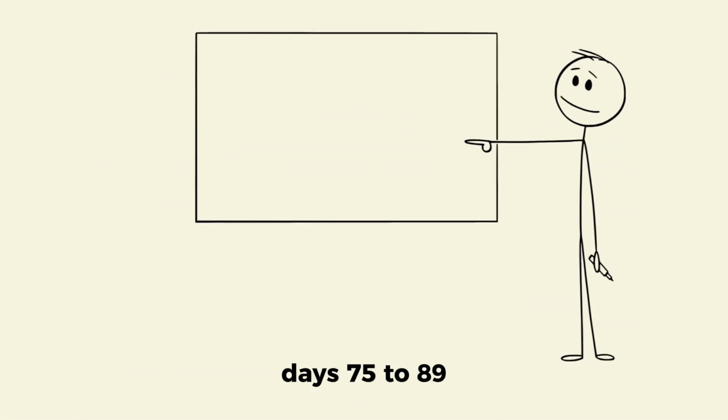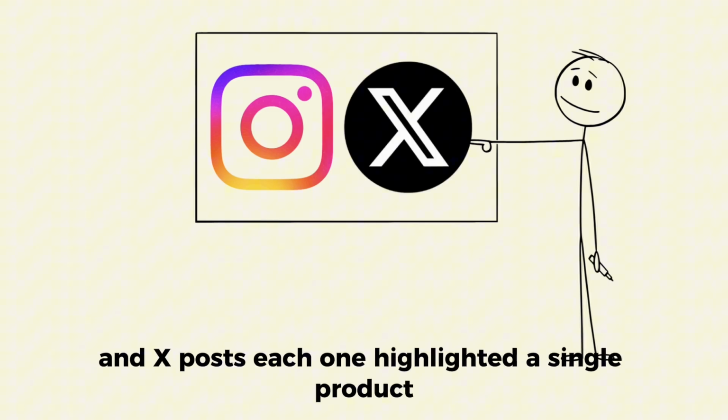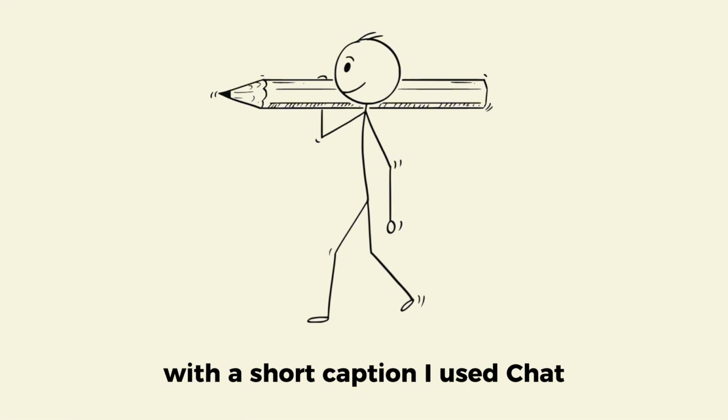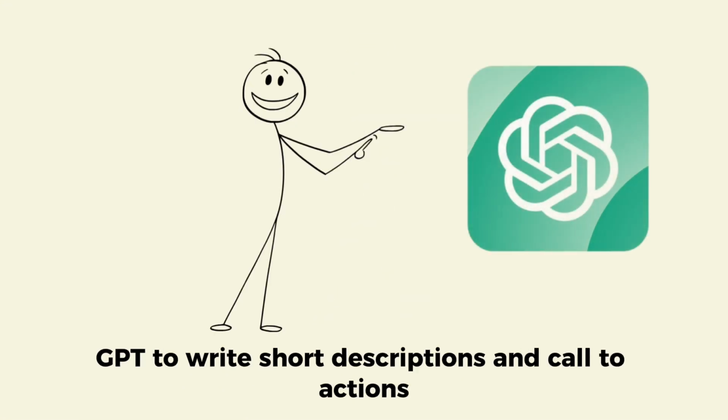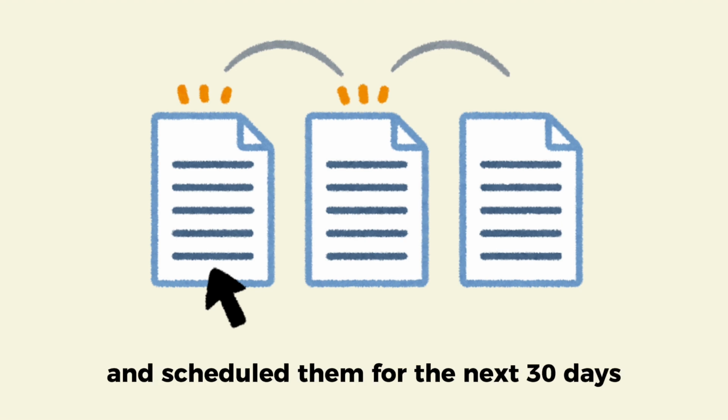Days 75 to 89. I opened Buffer and started creating Instagram and X posts. Each one highlighted a single product with a short caption. I used ChatGPT to write short descriptions and call to actions. I copied and pasted these into Buffer and scheduled them for the next 30 days.